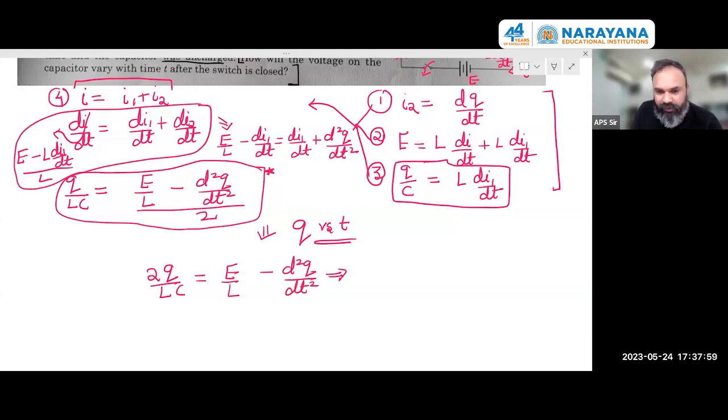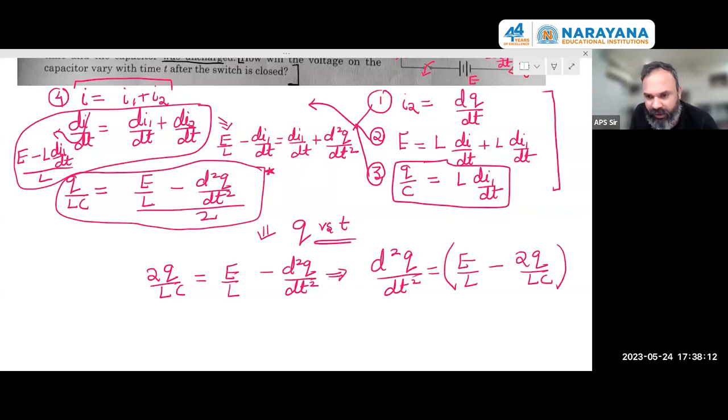Now it is perfectly fine. So basically, d2q by dt2 is equal to E by L minus 2q by LC. Now do one thing. Just take that constant, minus 2 by LC, out. You'll have q minus, we need a term E by L, so plus, I'll write EC by 2.